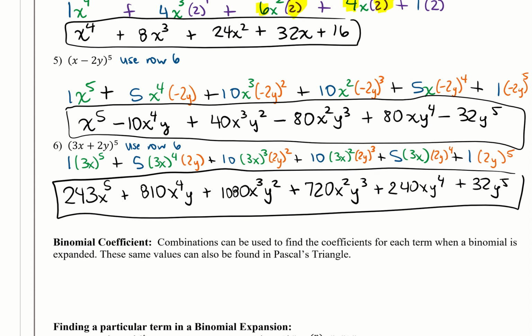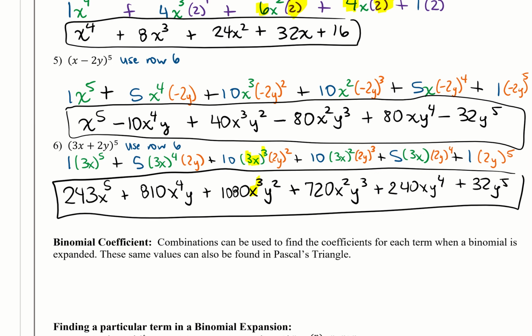You just want to be really careful when you are taking some of these terms to the powers that you take both the constant and the variable to the power. So be careful with that. So for example, if I'm looking at this term, the 3 needs to be taken to the third power, as well as the x. That's why it's x cubed here. So be careful with that. It's really easy to miss that detail.